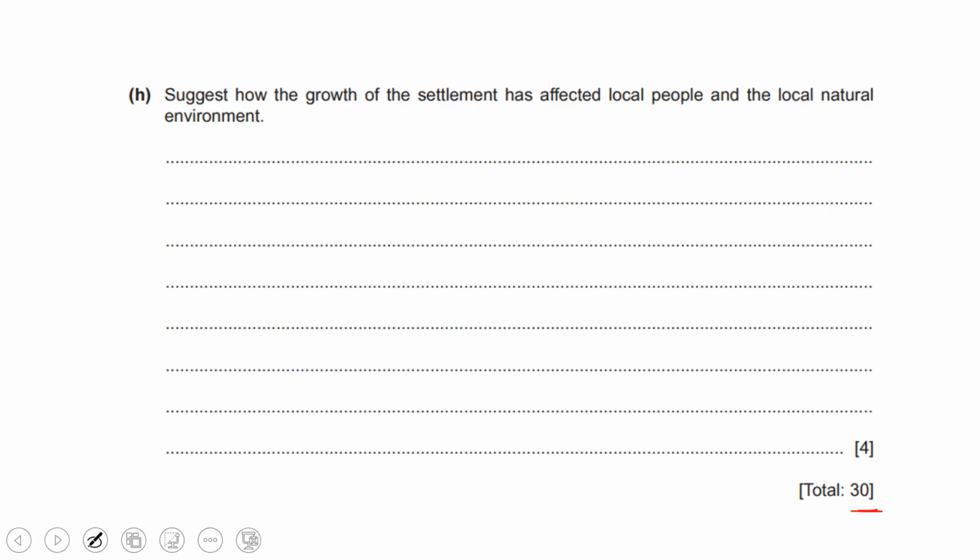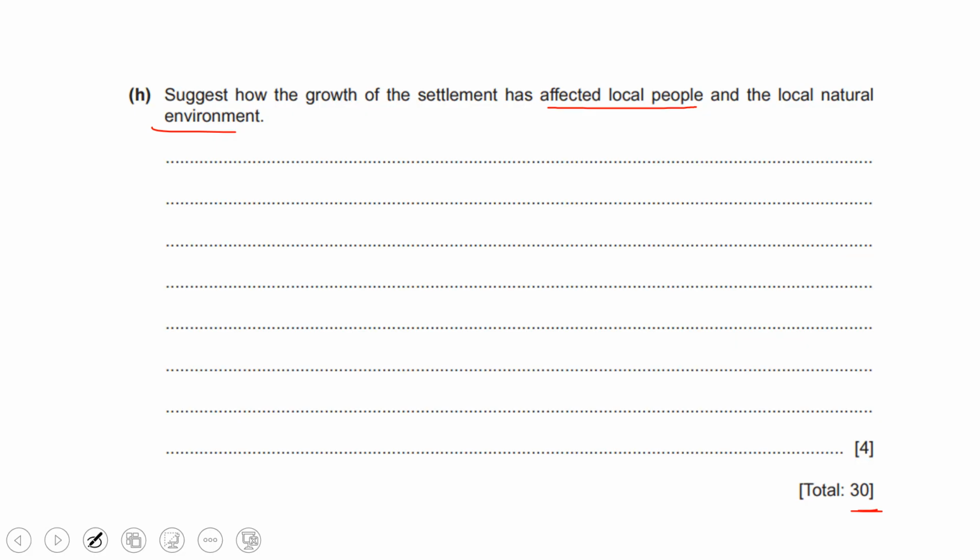Question 1. Suggest how the growth of the settlement has affected local people and the local natural environment. So, we're looking at 2 things here: how it affects people and how it affects the environment. Obviously, growth will lead to destruction of vegetation. Vegetation that is meant for farming is now used for building houses. So that can lead to loss of habitat. It can lead to loss of biodiversity. Some of the animals there will have to migrate.